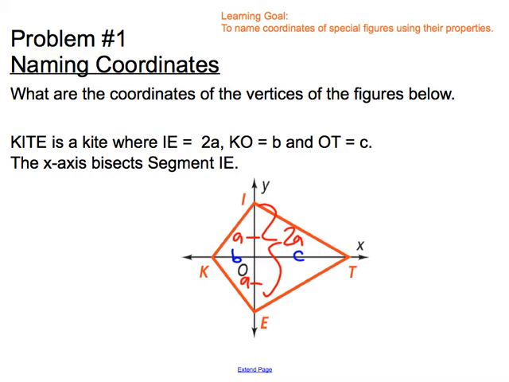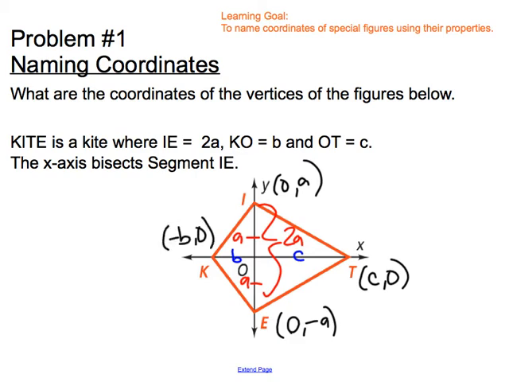So if we want to label the coordinates of I, we go left or right 0. We go up A. To find the coordinates of T, we go left C. We go up 0. To find the coordinates of E, we go down A. So in this case, we go left or right 0, we go down A. And to find the coordinates of K, we go left B, so that's negative B, and we go up or down 0. So we now have the coordinates of K, I, T, and E.